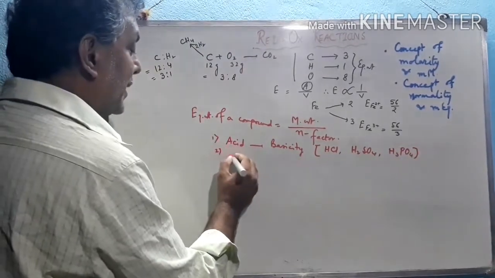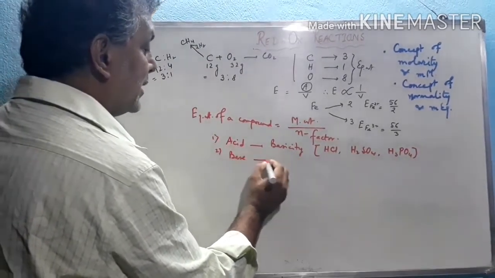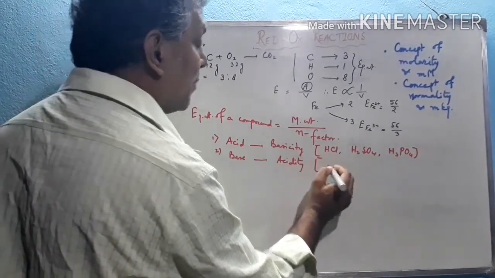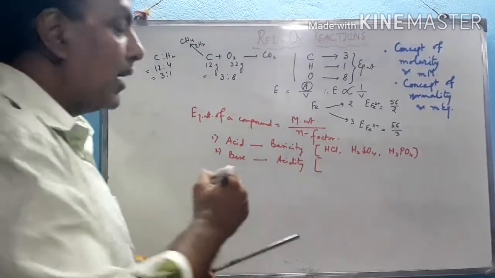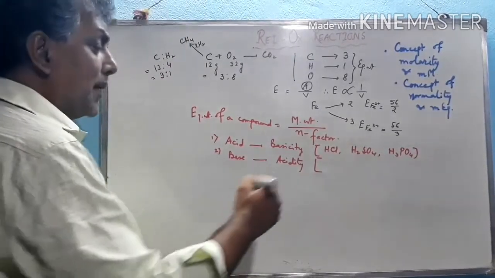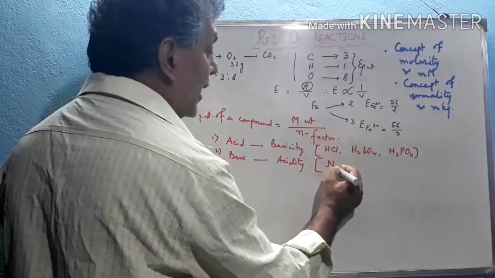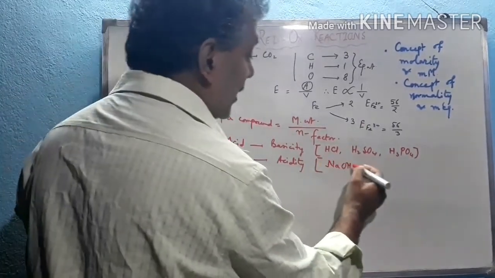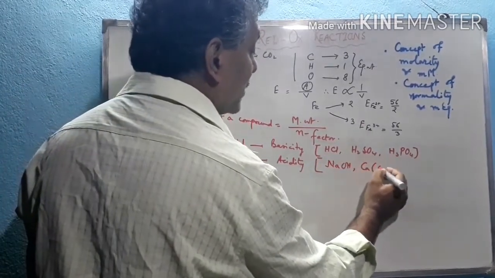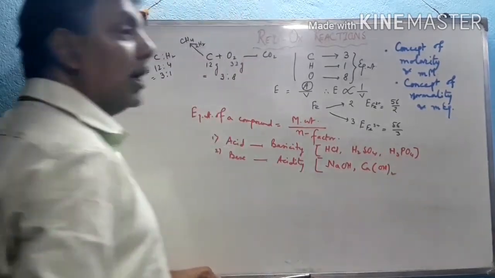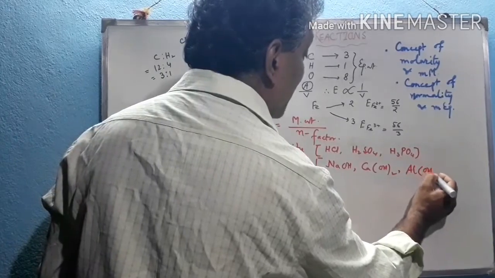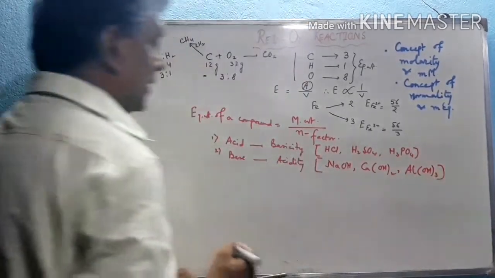Again, for a base, the n factor is the acidity of the base. What is acidity? The number of replaceable OH minus for an alkali. For NaOH, it has only one OH group, so the acidity becomes 1. That means the n factor becomes 1. For calcium hydroxide, the acidity becomes 2, therefore the n factor becomes 2. And for aluminium hydroxide, the acidity becomes 3, therefore the n factor becomes 3.